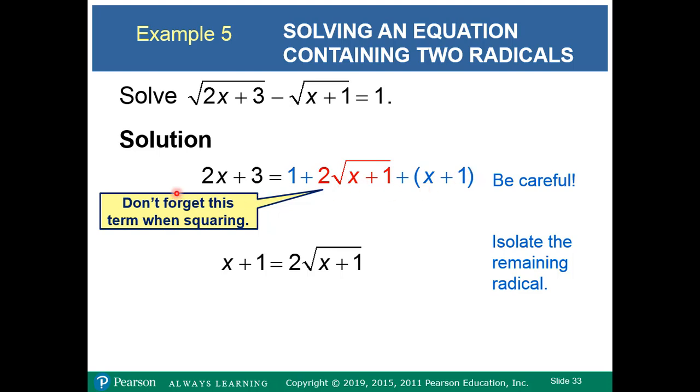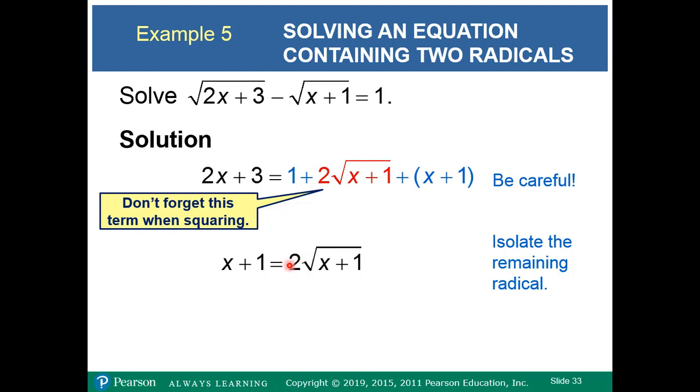And so then now we're going to bring it over here. We get x plus 2. And so we subtract 2 from both sides, we get 1. And we subtract x from both sides, we get an x. So we get x plus 1 is equal to 2 times the quantity, 2 times the square root of x plus 1. Okay, so now we're going to isolate again.